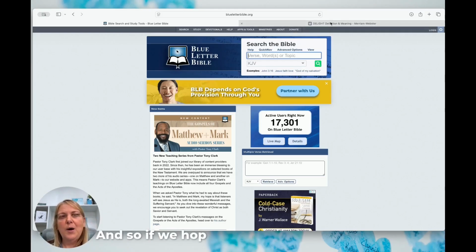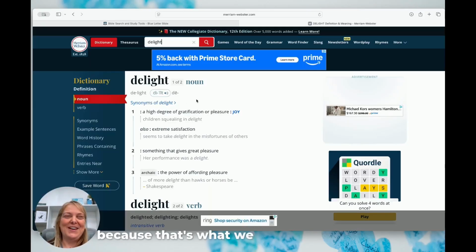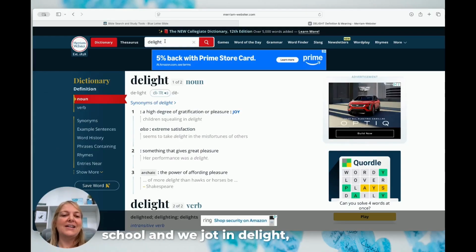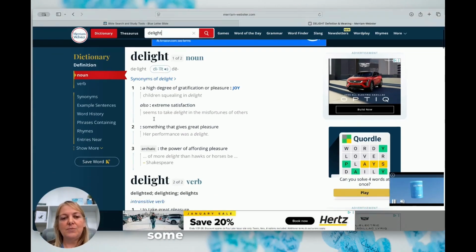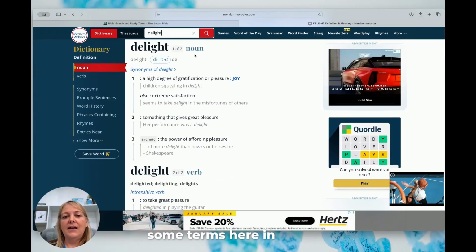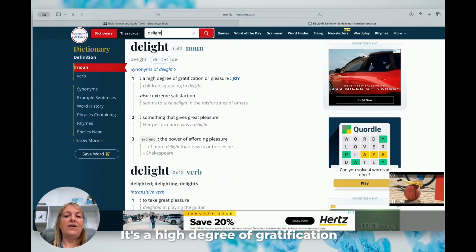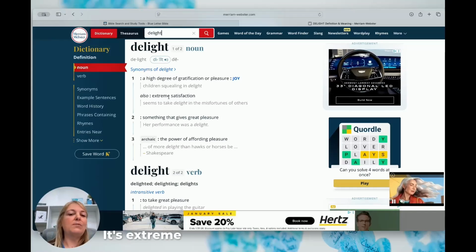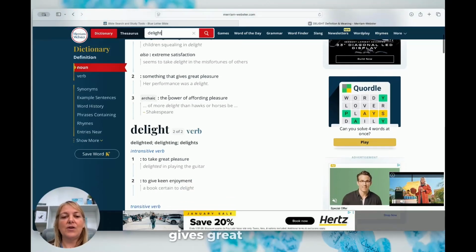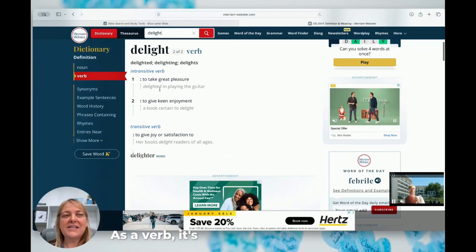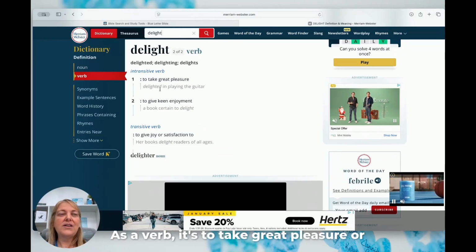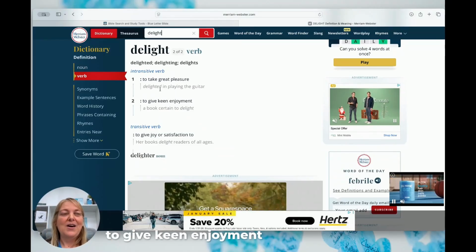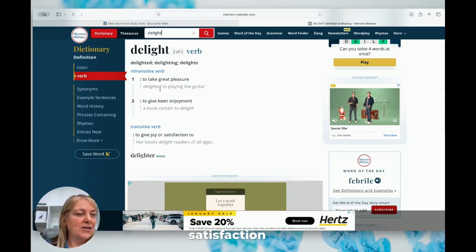And so if we hop over to Merriam-Webster, because that's what we had in elementary school, and we jot in delight, then we see some terms here. As a noun, it's a high degree of gratification or pleasure. It's extreme satisfaction, something that gives great pleasure. As a verb, it's to take great pleasure, or to give keen enjoyment, or to give joy or satisfaction to.